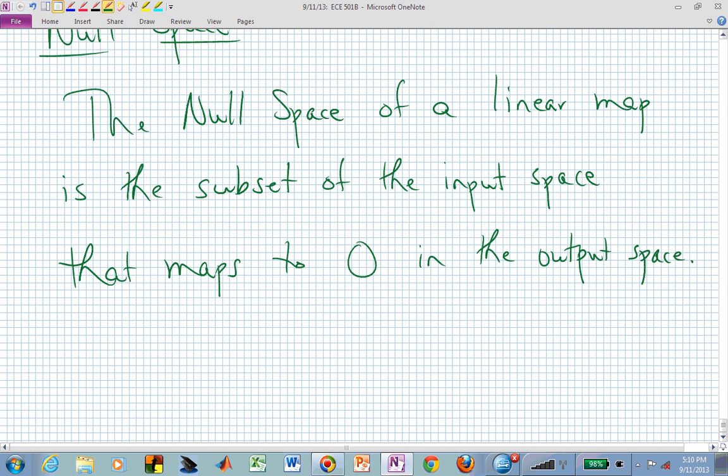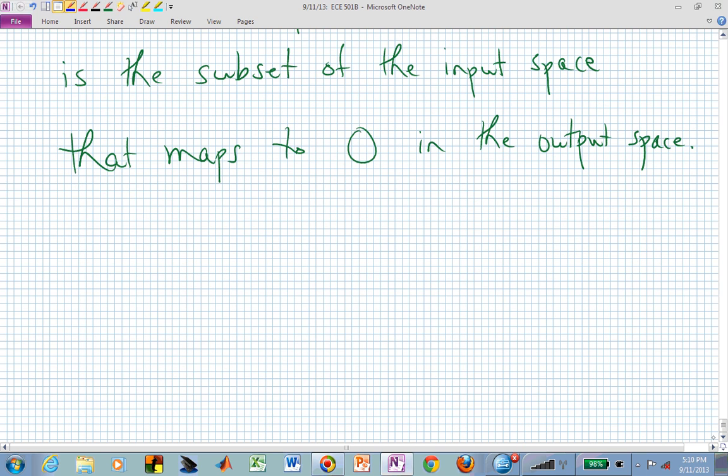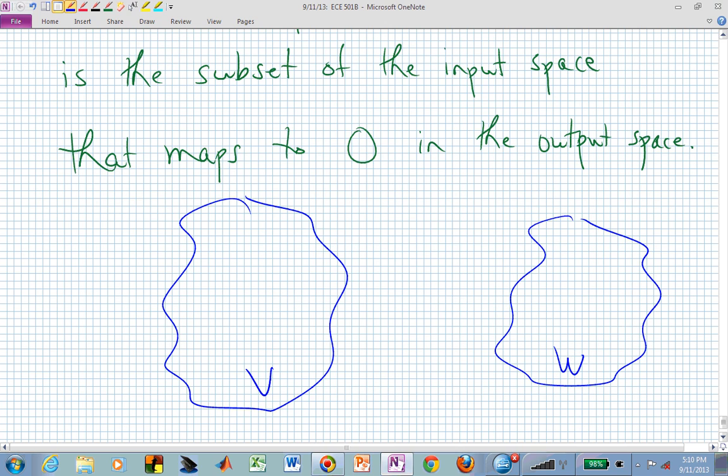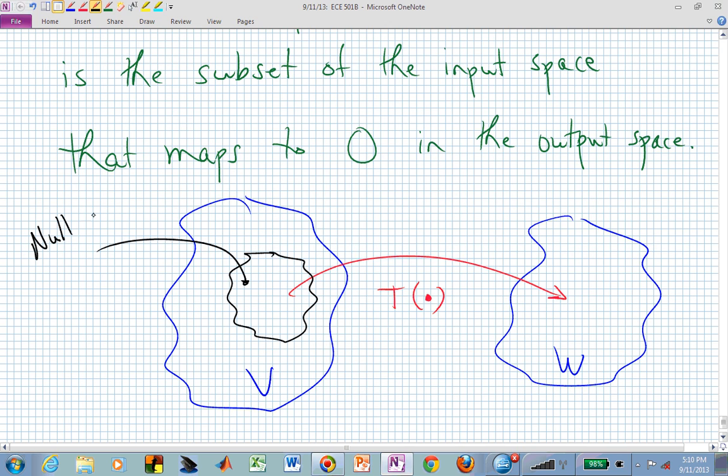in the output space. And I like to sort of think in pictures, meaning if this is now our input space V, and maybe this is W, our output space. We are interested in what's happening when we map from V to W. But the null space is actually concerned with a subset of V, which is going to be called the null space, or we may just say null of T. All of the points, or all the vectors in there, are going to go to 0, to 1 point in W.